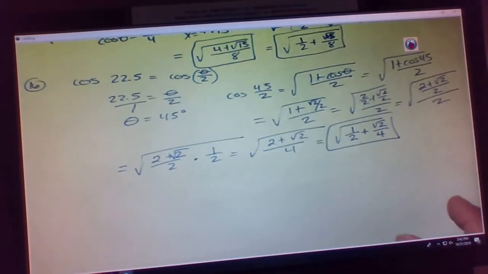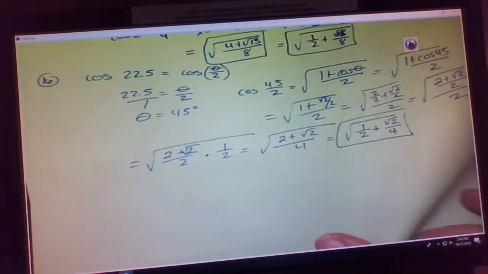Okay, so this is it for 7.6. It's going to go faster after this. So if we get 2 plus square root of 2 over 4, we can just leave it like that. We don't have to simplify it to 1/2 plus. You don't have to. I'm okay with you not doing it. We only have 2 more pages and that's about it. So we're almost there.